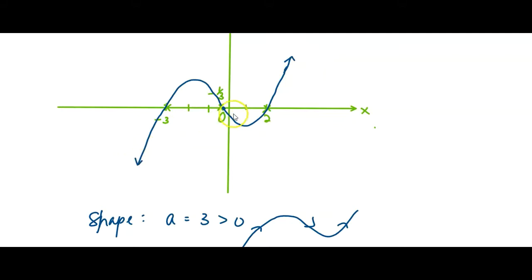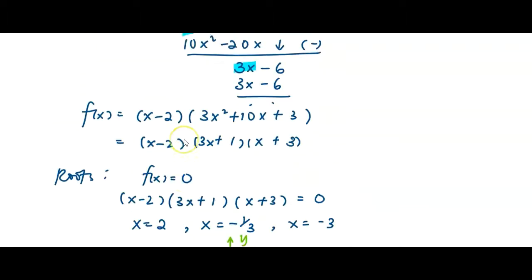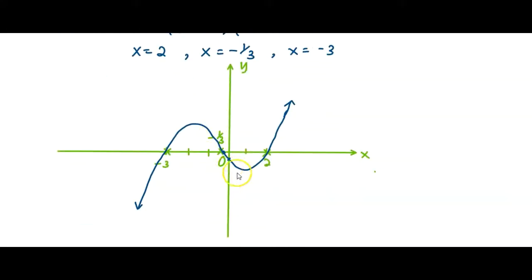And you can see that your graph passes through one point at the y-axis. This is your y-intercept. You can get your y-intercept by putting your x at 0. You put 0 over here, meaning that your y will be negative 6. Here, this point will be negative 6.